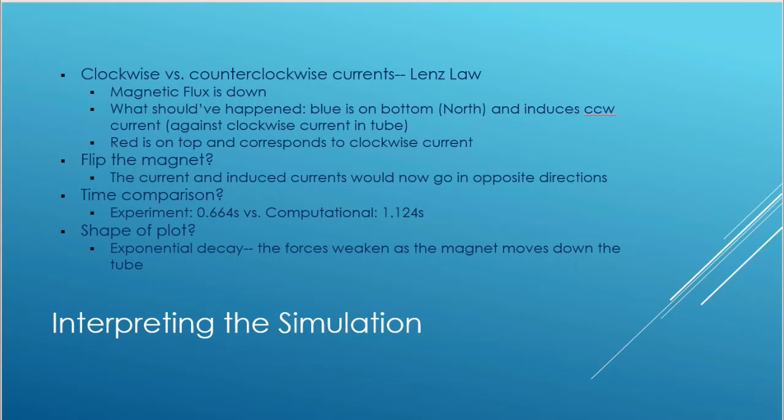The time comparison. Experimentally, the fall time was 0.664 seconds versus my computational model, the fall time is 1.124 seconds. I believe this is because in the computational model, the induced current is working perfectly to keep the magnet in the tube, whereas in real life there are other forces. It's an exponential decay plot, which means the force weakens as the magnet moves down the tube.